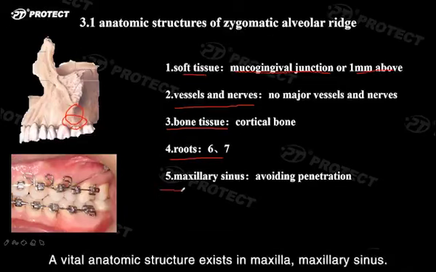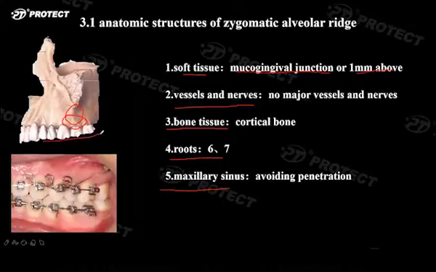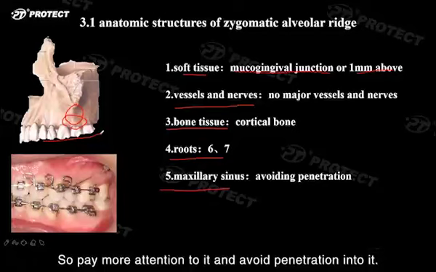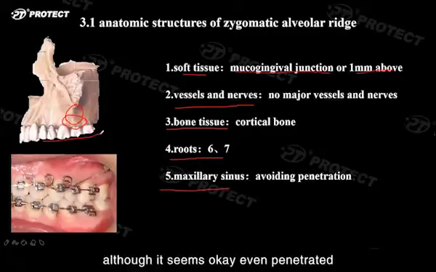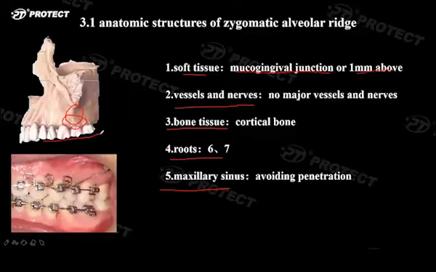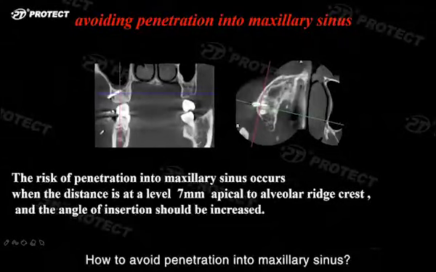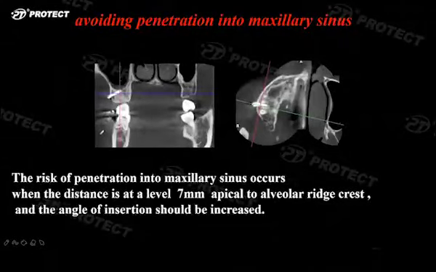A vital anatomic structure exists in the maxilla, the maxillary sinus. Its range is from the premolar to the third molar, so pay more attention to it and avoid penetrating it. Although it seems okay even if penetrated, according to some documents. How to avoid penetration into the maxillary sinus?